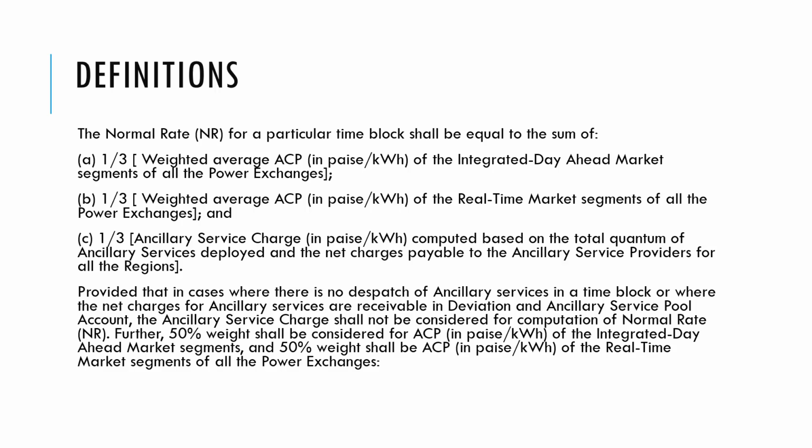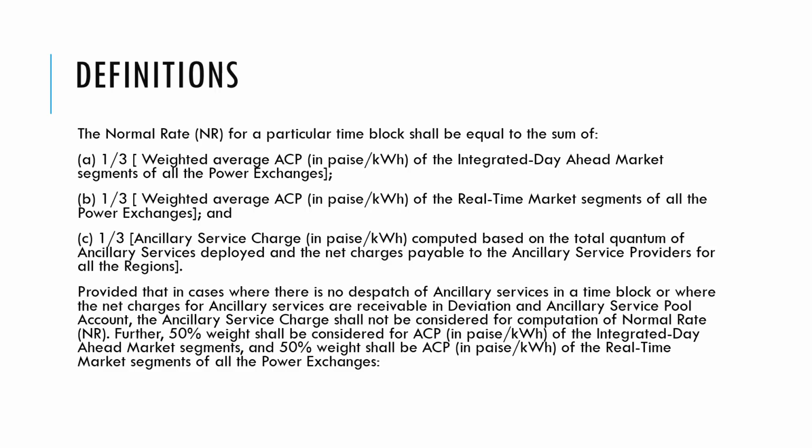So 3 plus 2 is 5, and what is the charge of the ancillary service for that time block? Let's say the ancillary service charge is 12 rupees. We will take one third of the 12 rupees, that is 4 rupees. So the total will be 3 plus 2 plus 4, that is 9 rupees. So it's basically one third of the day ahead market price, one third of the real time market price, and one third of the ancillary service charge.